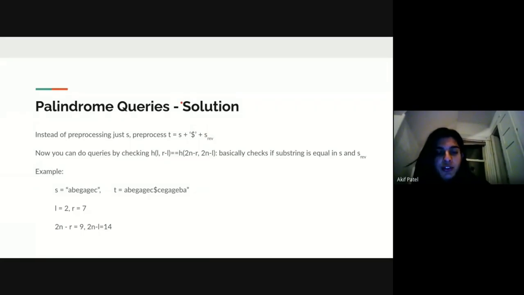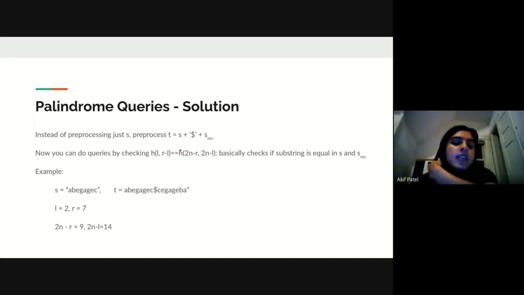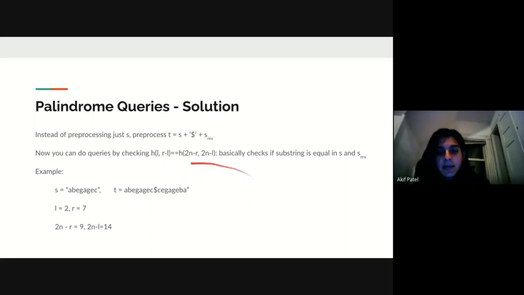And then all we need to do is check the substring from L to R. Sorry, I don't know why it's written that way. If the substring L to R is the backwards version, it's basically 2N minus R to 2N minus L. That's the same substring from this side. And you're just checking if the substring is equal in S and S reversed.